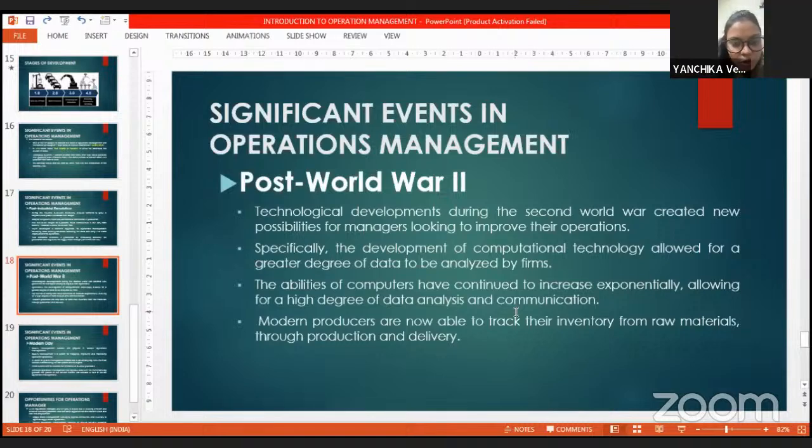Post World War II, technology development during the Second World War created new possibilities for managers looking to improve their operations. Specifically, the development of computational technology allowed for a greater degree of data to be analyzed by them. The availability of computers has continued to increase exponentially, allowing for a high degree of data analysis and communication. Modern producers are now able to track their inventory from raw material through production and delivery.